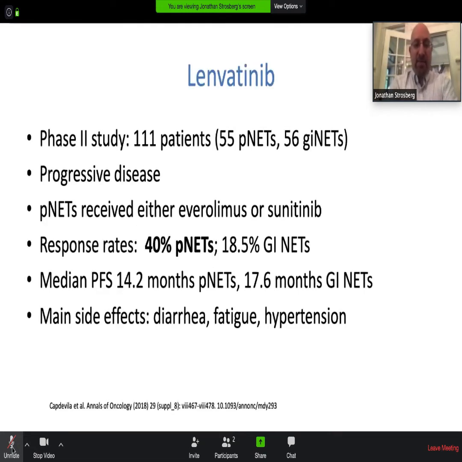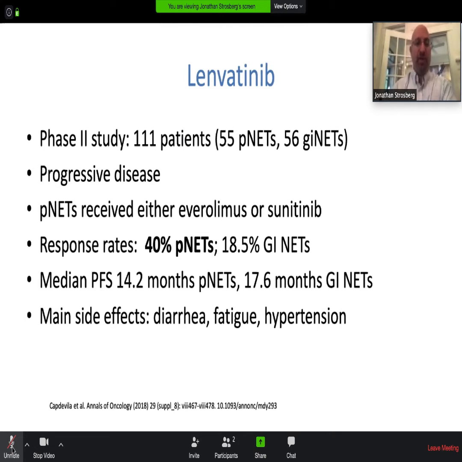Now, Lenvatinib is a similar drug. It targets this angiogenesis process, new blood vessel growth of tumors, but it also targets other receptors on the cell surface. It's approved for several other cancers, including recently liver cancer. But it was tested in a single-arm phase 2 study, a large study that took place in Spain, 111 patients, all with progressive disease, mostly heavily pretreated patients, about half with pancreatic NETs and half with gastrointestinal NETs. And despite having received lots of other treatments, 40% of the pancreatic neuroendocrine tumors showed a significant response, significant tumor shrinkage.